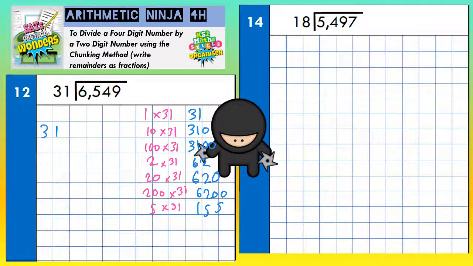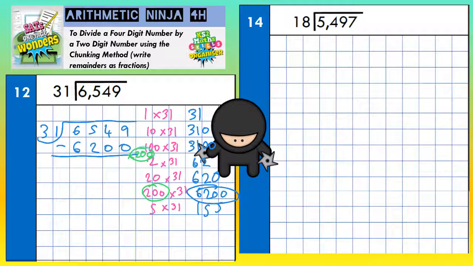Now we've got our chunks, we're ready to start subtracting. So write out your question: 31s into 6,549. And let's start looking for the biggest chunk to subtract. Well, the biggest chunk we can subtract so far is 6,200. So let's take away 6,200. That is a chunk of 200 31s. So pop a little times 200 at the side, just to remind you that that's what you've taken away. And let's work out what we've got so far.